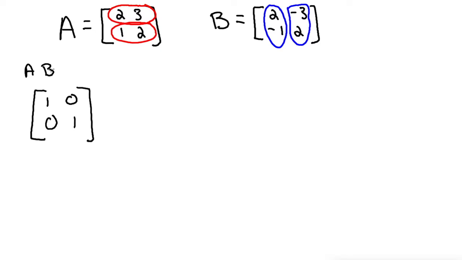Now, when we multiply matrices together, A times B may not be B times A. But for this case, it will be the same. And that's because this matrix and this matrix are called inverses of each other.